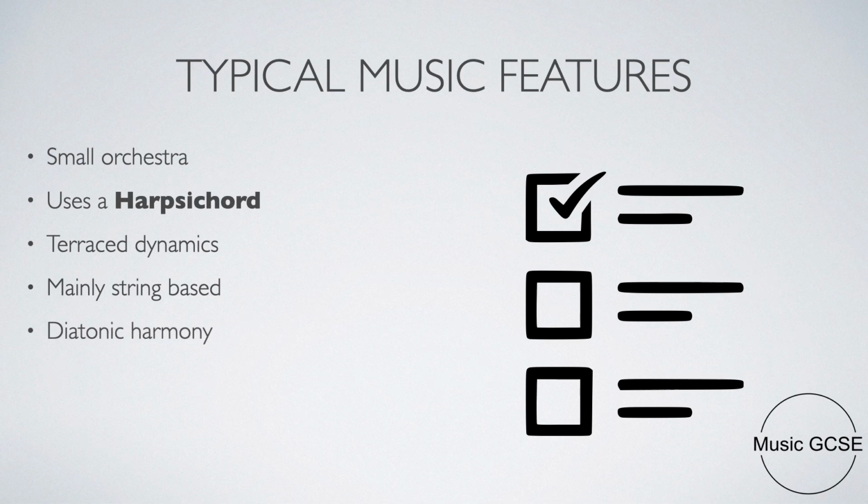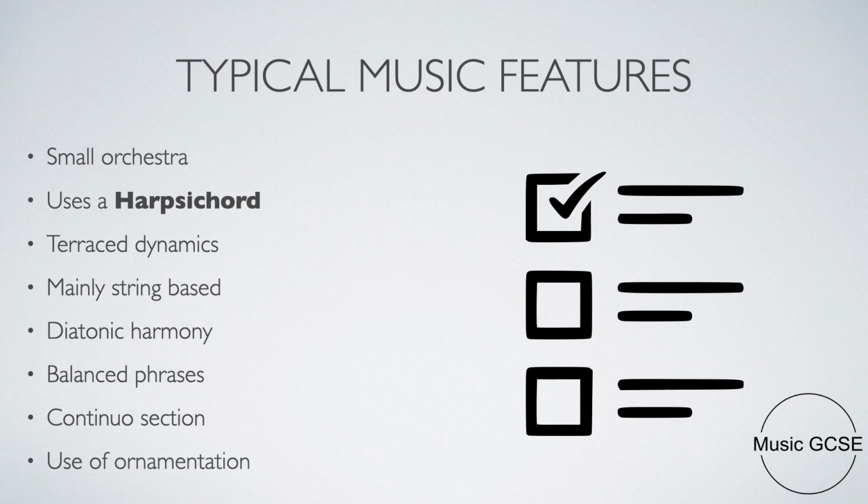The Baroque period will use balanced phrases. A phrase is like a musical sentence. You might get a 4-bar phrase or an 8-bar phrase, and what balanced phrases means is the phrases throughout a piece of music will all be the same length. And the Baroque period will use a continuo section, which again we'll speak about a little bit later in this video. The Baroque orchestra will also make good use of ornamentation.